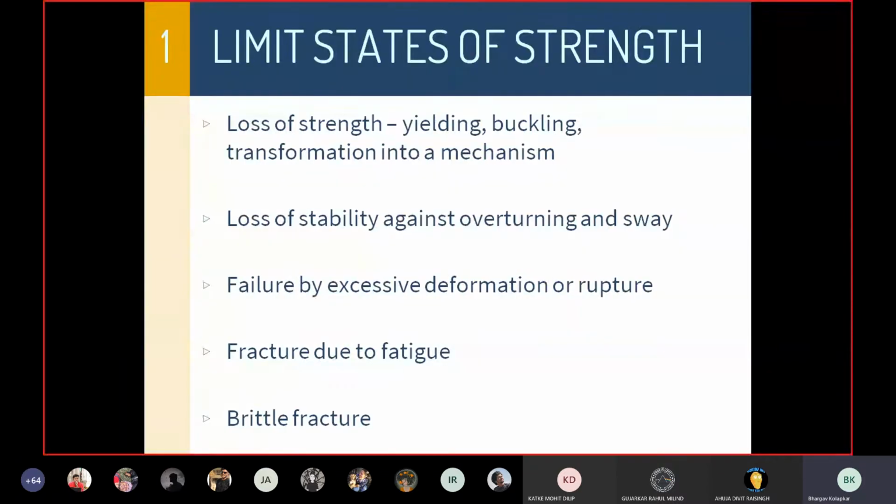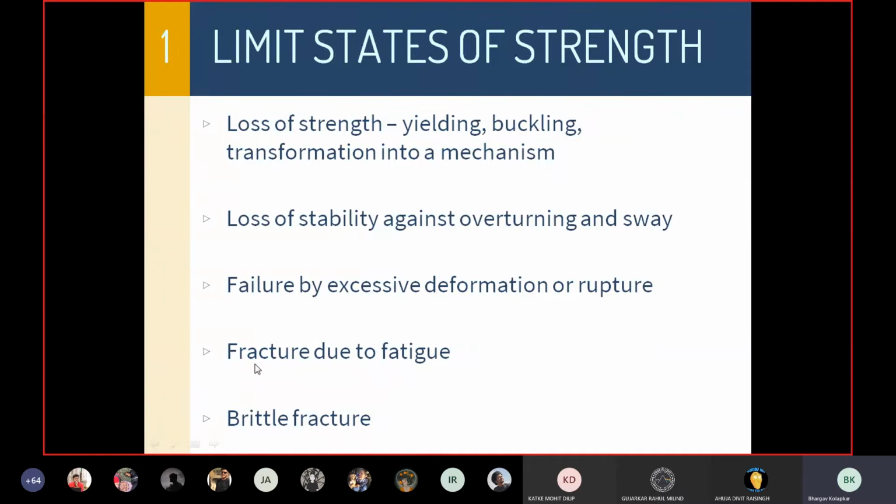In steel construction, limit states of strength include loss of strength because of yielding. I hope you understand what yielding is: the material yields, and the strain increases without an increase in the stress. Then buckling or transformation into a mechanism, meaning that the structure cannot take any more load. Loss of stability against overturning and sway, like the example of the building in China that we saw, which lost its stability and overturned because of differential lateral pressure. Then failure by excessive deformation or rupture.